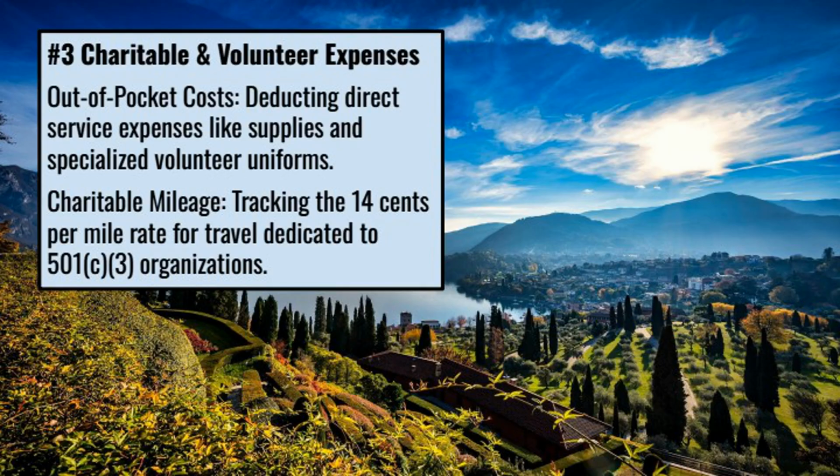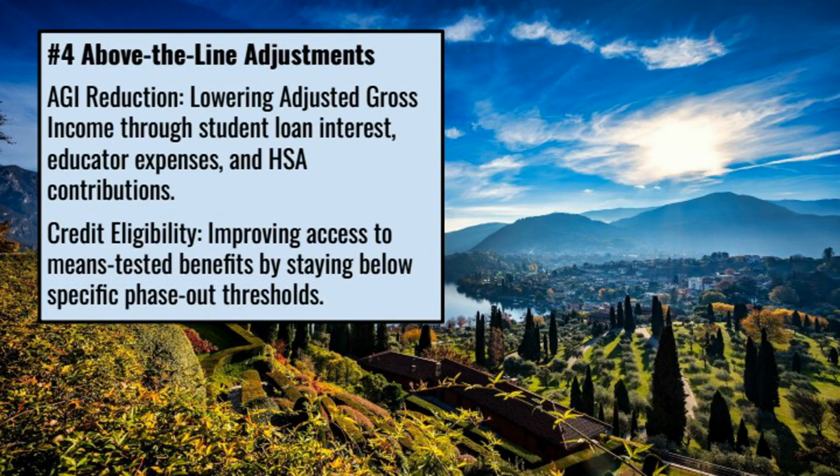Furthermore, the IRS allows a standard mileage rate of 14 cents per mile for travel dedicated to charitable purposes, which can add up significantly for regular volunteers. These micro-deductions require disciplined record-keeping throughout the year, as they must be substantiated with receipts or a contemporary log to withstand an audit. Number 4.